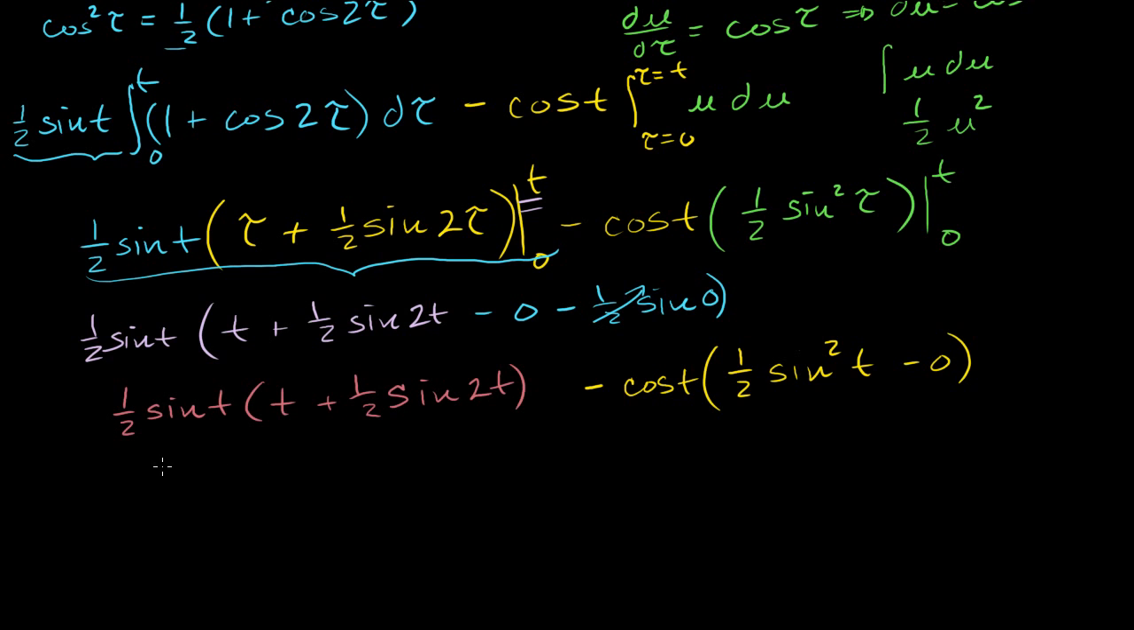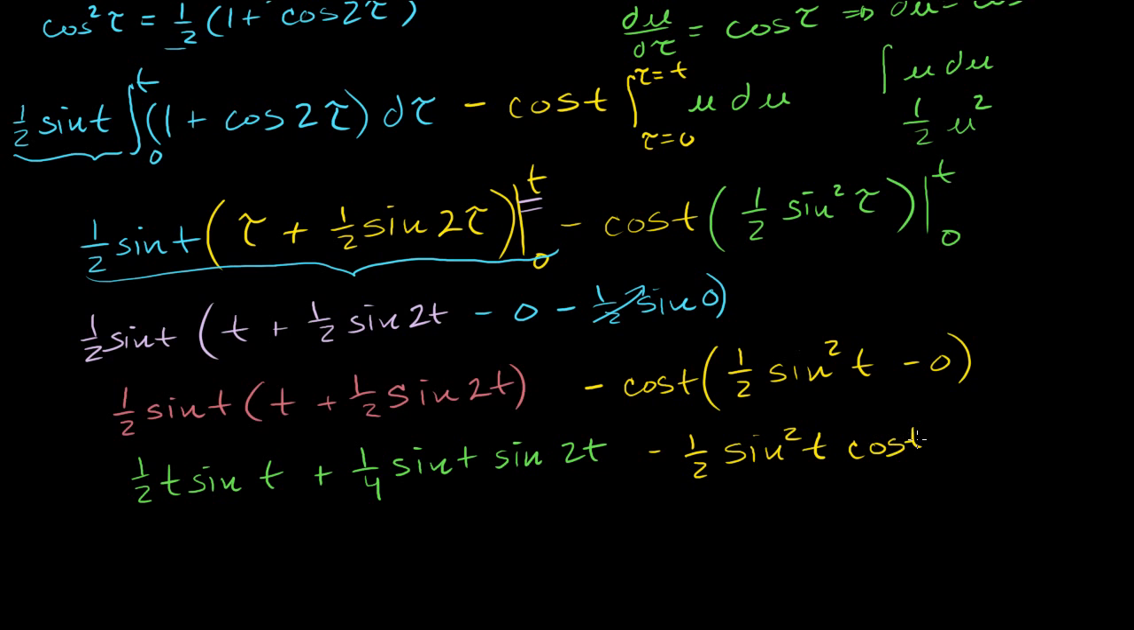So I have 1/2 t sine of t, right? I'm just multiplying those out, plus 1/4 sine of t sine of 2t. And then over here, I have minus 1/2 sine squared t times cosine of t, right? I just took the minus cosine t and multiplied it through here, and I got that.